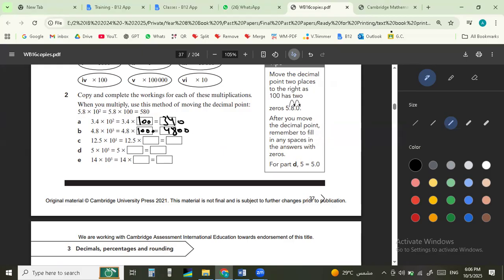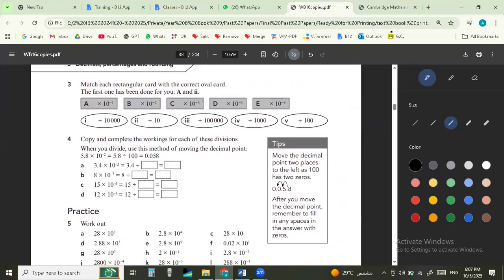Multiplying by 10 to the power of 1 is just 10. Moving the decimal point one digit to the right is 125. And so on. This here means 100,000 because it has five zeros, which means 500,000. This one here is 1,000, which simply means 14,000.